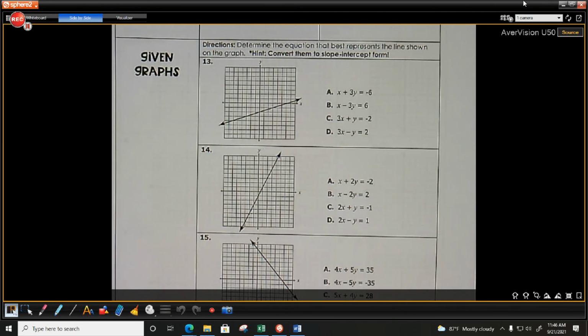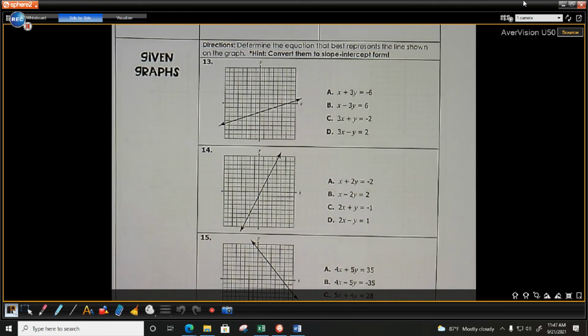Okay, so this says determine the equation that best represents the line shown on the graph. Hint, convert them to slope-intercept form. How many of y'all, for each problem, don't want to solve 4 equations for y for one problem?